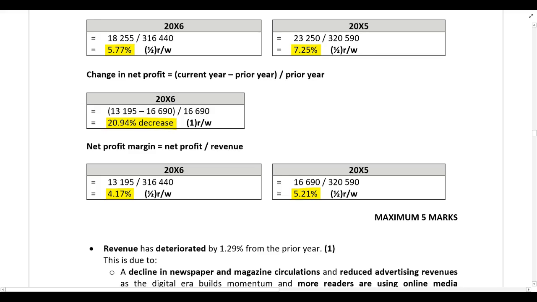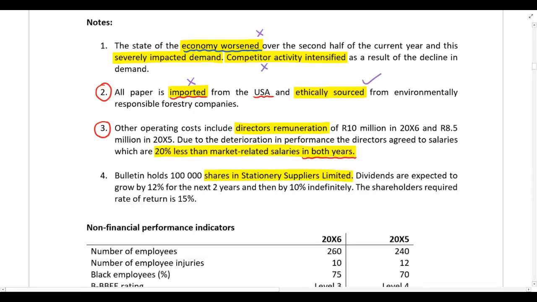So you can see that both operating profit and net profit have deteriorated from the prior year to the current year, and both margins have also deteriorated from the prior year to the current year. So despite the fact that they had very good control over their operating costs, that was not enough to offset the increase in raw material costs and the decrease in revenue. And overall, profits and margins are down. What is a potential reason for this?